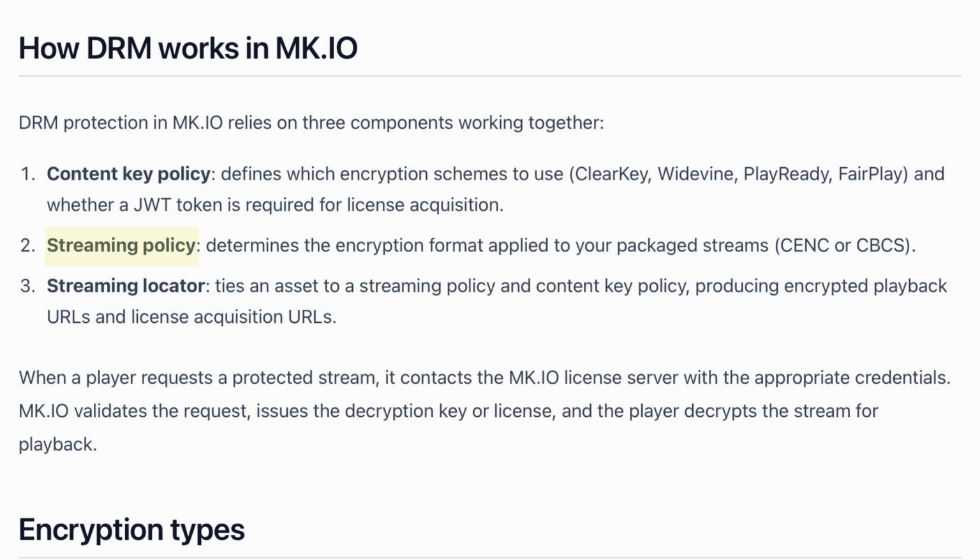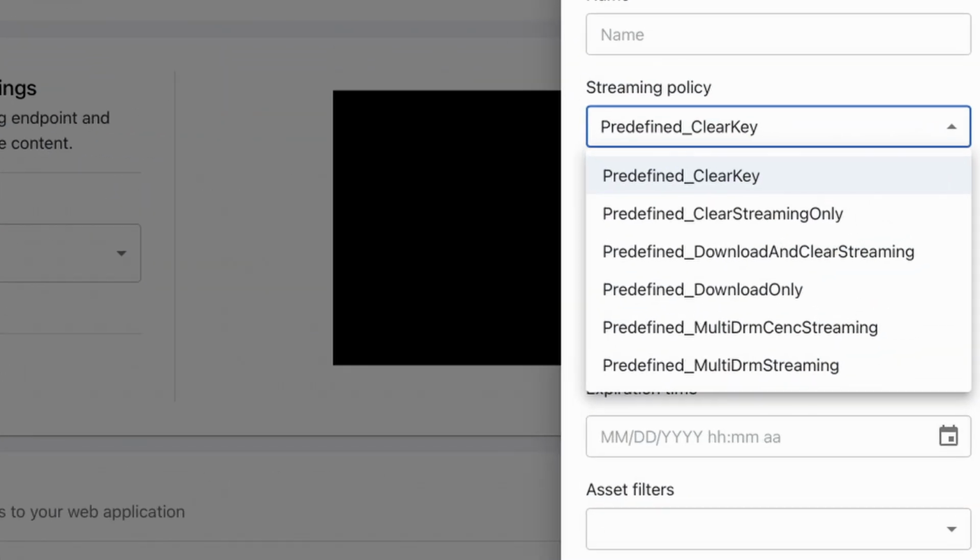Next is the streaming policy. And this determines the encryption format that is applied to your packaged streams. So MKIO provides predefined policies for common configurations. First is clear streaming, and this is no encryption. So this is only for testing unprotected playback. Next is ClearKey. This is basic ClearKey encryption over HLS and Dash. And then we have multi-DRM streaming, and this activates Widevine and PlayReady via CENC. Finally, we have multi-DRM streaming, and this is full multi-DRM covering Widevine, FairPlay, and PlayReady.